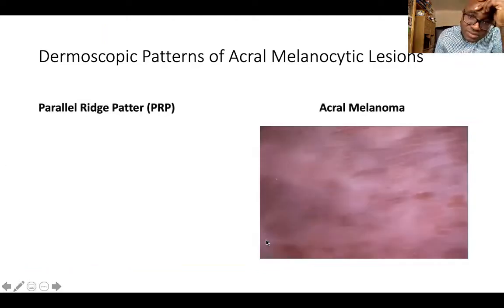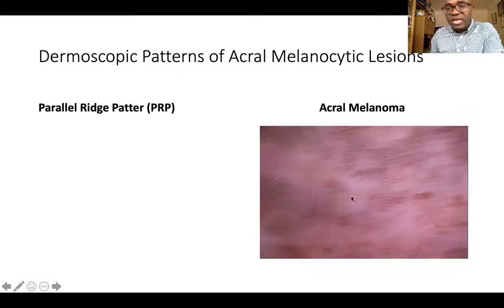Parallel ridge pattern. You can see that these are the furrows. The furrows are the light areas, but the pigment is abnormally distributed on the ridges. Okay, these are pigments. So on the ridges, on the ridges, and irregularly distributed in this dermoscopic image. This is an acromelanoma.